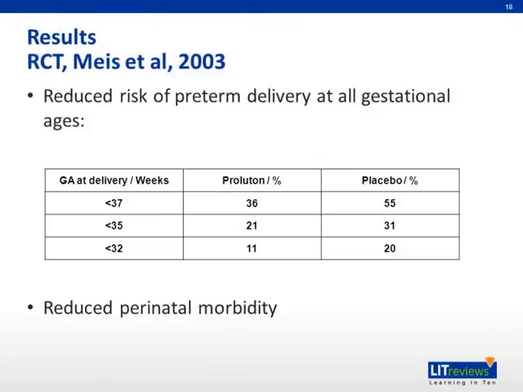Results from this trial showed that use of Proluton significantly reduced the risk of preterm delivery compared to placebo. The benefits of Proluton extended beyond merely prolonging the length of gestation. Of the infants exposed to Proluton, there was reduced perinatal morbidity, necrotizing enterocolitis, intraventricular hemorrhage, and need for supplemental oxygen.